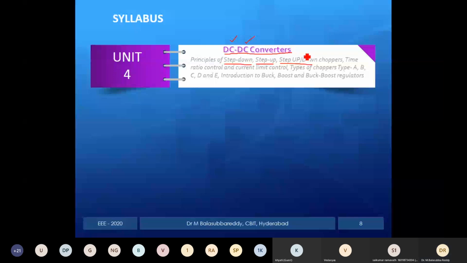And one more controller is there. You can operate the chopper whether you want higher voltages or lower voltages, both are possible. So these are some types of choppers. And based on the quadrant operation, you have types A, B, C, D, E, and then some regulators, buck boost regulators, and control strategies.